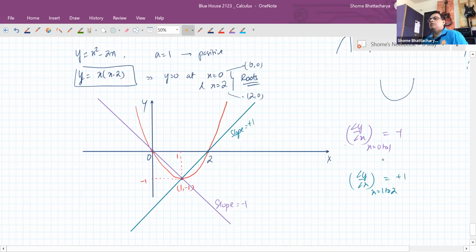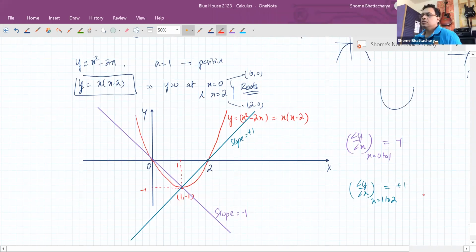So this becomes plus 4. Because this was our graph of y is equal to x square minus 2x, or that is the same thing as x into x minus 2. So this is an example of the application of that concept, the geometrical interpretation, that average rate of change between 2 points is equal to the slope of the secant line joining the 2 points on the graph.